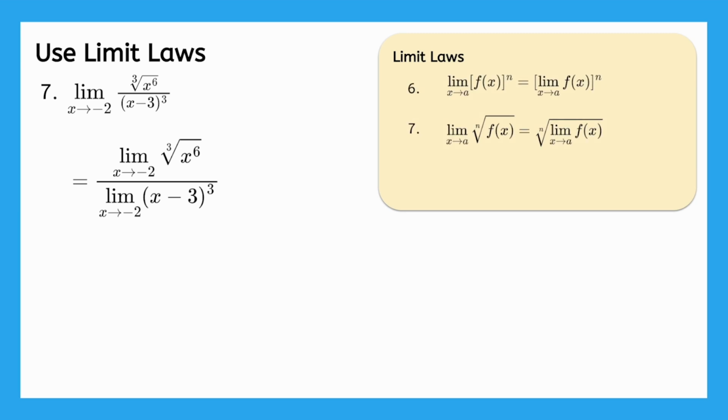Law 6 is sometimes called the power law. It says that the limit of a power is the power of the limit. The power law for general limits extends what we saw in the special limits. Instead of just x to the n, it applies to any function raised to a power.